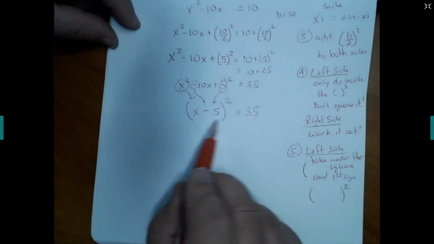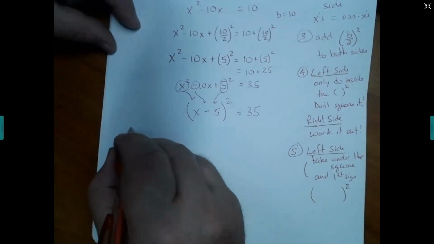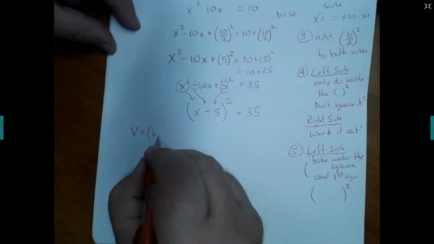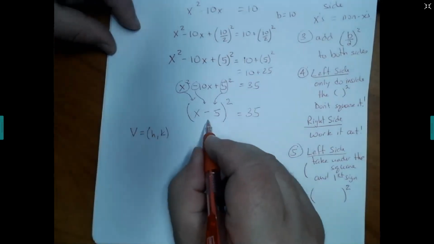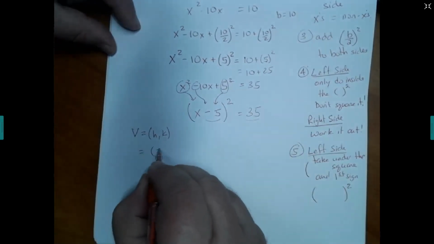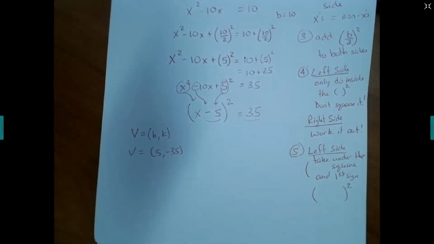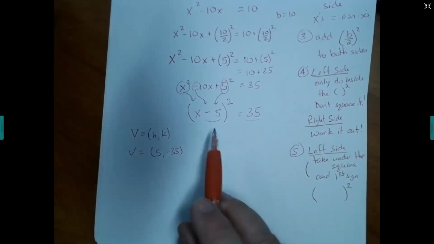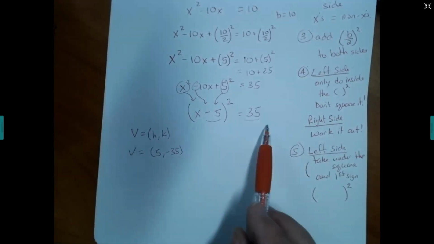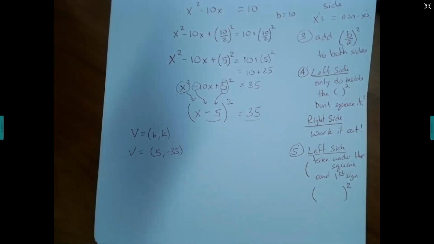At this step, you can tell me the vertex. The vertex, remember, is HK. In this format, it's the opposite of both of these. Since they're opposite sides of the equations, our vertex is at 5, -35. If you're at this stage right here, you can just take the opposite of what's inside the parentheses and the opposite of the answer, and that's your vertex. But we're not stopping here. We're going to solve it.